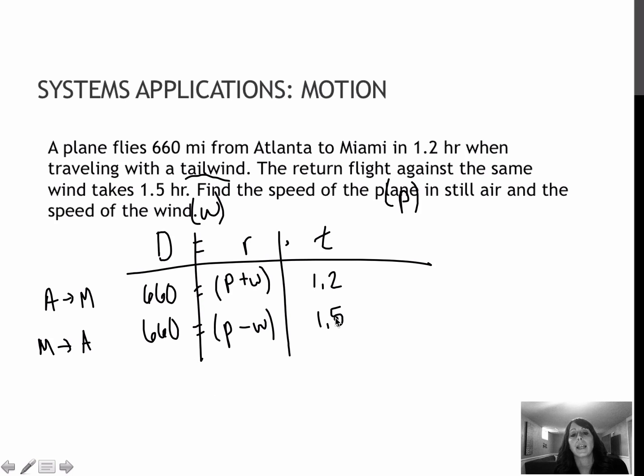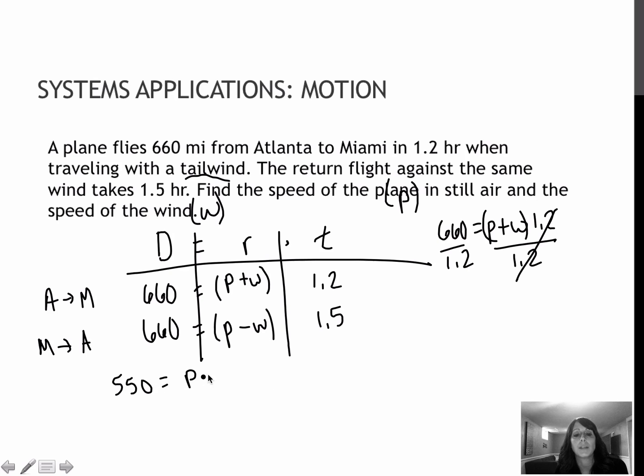Now, I can solve this pretty easily. I've got 660 equals P plus W times 1.2. Now most people would distribute that 1.2, but that's actually going to make it more difficult. So I'm going to divide by 1.2 on each side, and that's going to give me 550 equals P plus W. The 1.2 went away.